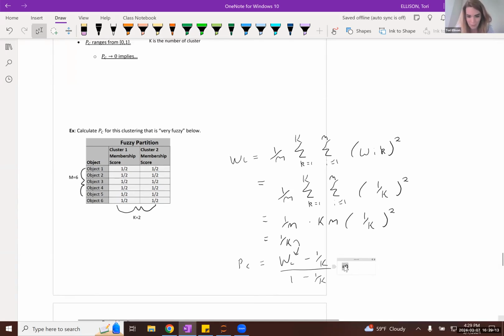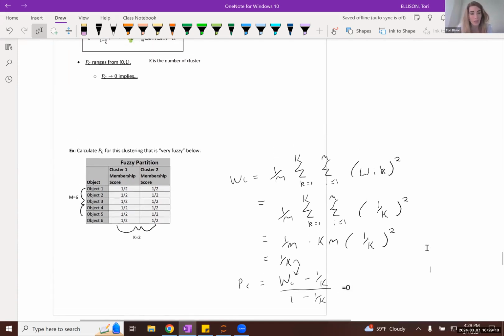Okay. Any questions on that? All right, so this is how we would interpret the normalized Dunn's partitioning coefficient. So when that value approaches 0, what that indicates is that the fuzzy clustering membership matrix is a completely fuzzy clustering. Okay.